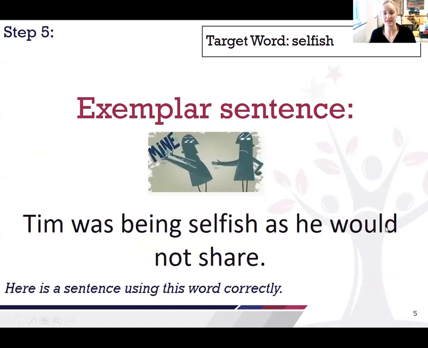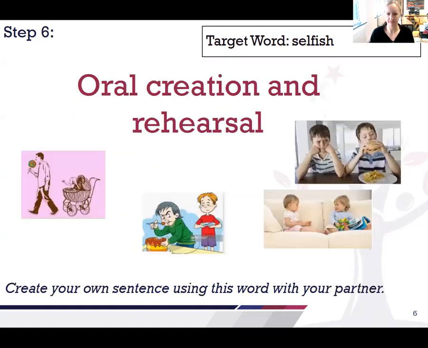I've got an example of a sentence here that I'm going to share with you now. And it says here that Tim was being selfish as he would not share. Okay, so he's just thinking about himself because he wouldn't share with other people. So he's being selfish there.